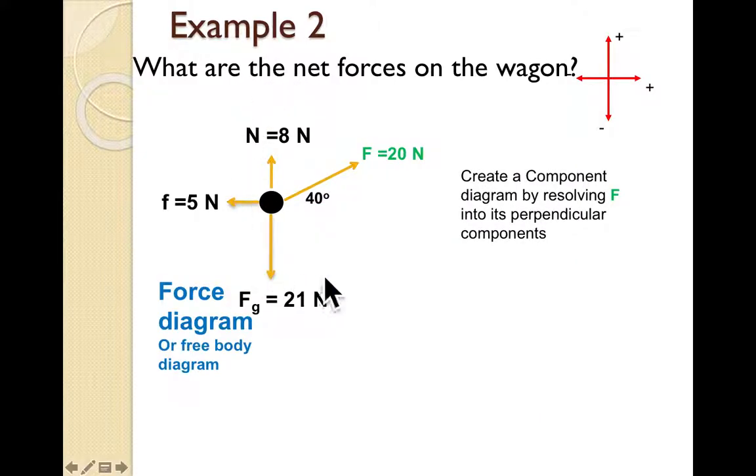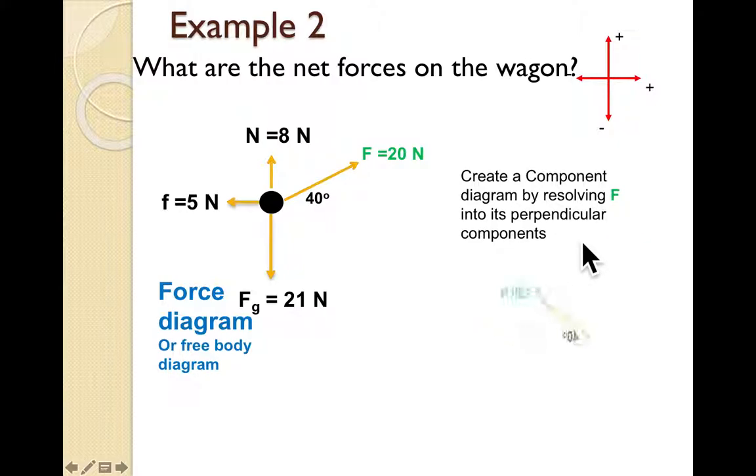Okay, so this is our overall force diagram. So when you are asked to build a force diagram, this is the kind of thing that you draw. In order to analyze this, we're going to create a component diagram. Don't confuse the two. Never put a component on a force diagram. The actual force applied in this case was 20 newtons at this angle, and so that's what belongs on the force diagram.